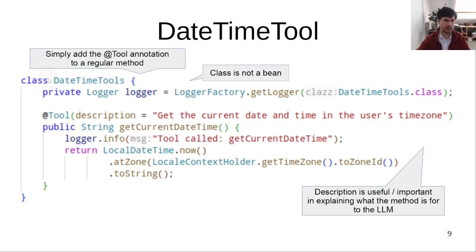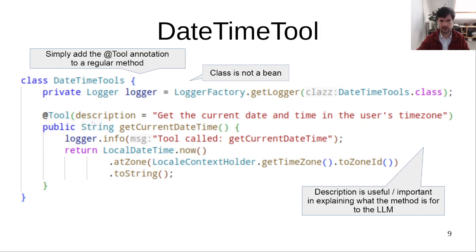And so here in my class, I just have a single method and I put @Tool on it. Notice that the class is not a bean. It doesn't have to be a bean. If it's a bean, that's fine too, but it doesn't have to be. And we just add @Tool on our method.